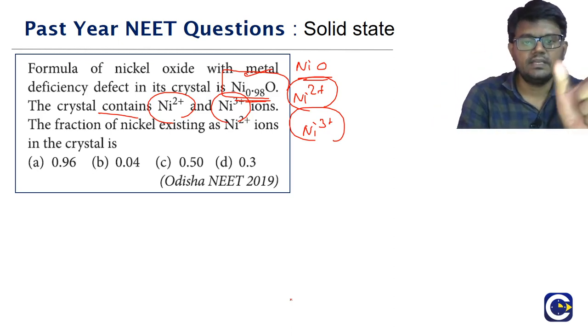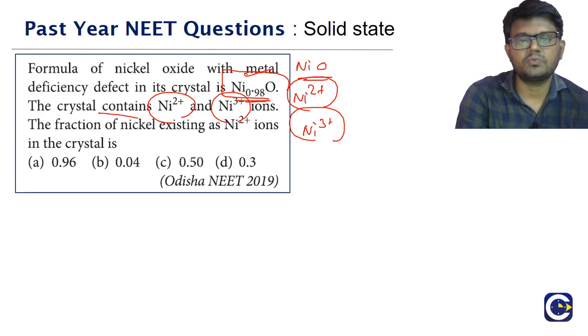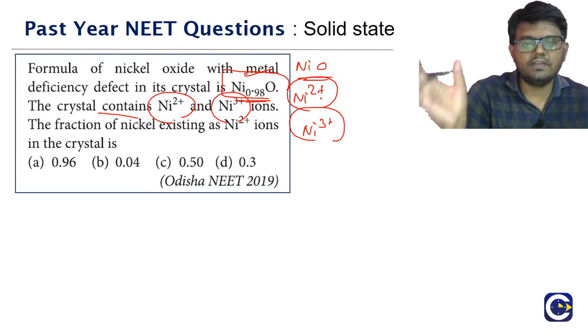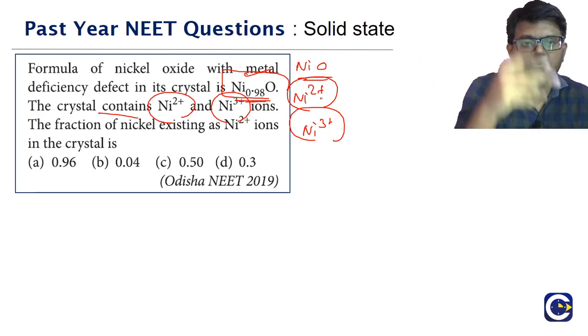That is why we are having the fraction of the nickel contribution as 0.98. So why is it happening? Because for every 3 nickel 2 plus ions replaced, we get only what? 2 nickel 3 plus ions. Now let's come to the question.